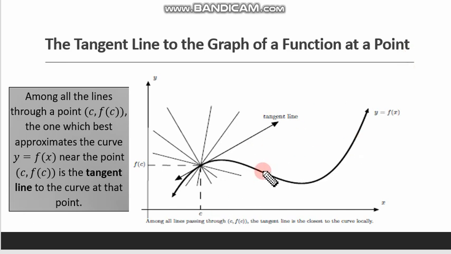You can see on this graph that among all the lines through a point C, f of C, the one which best approximates the curve y is equal to f of x near the point C, f of C, is the tangent line to the curve at that point. So these are just lines that intersect at point C, f of C, but the tangent line is this one.